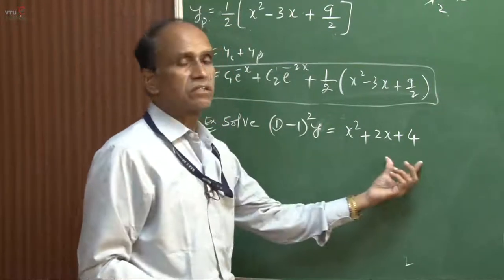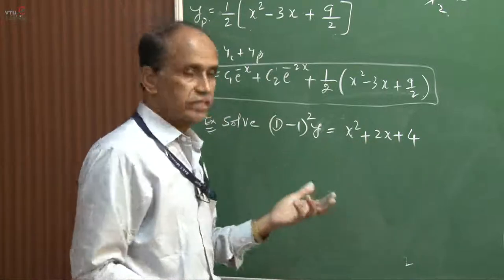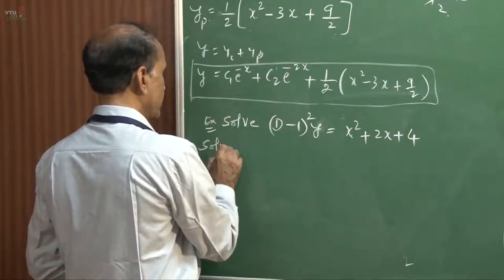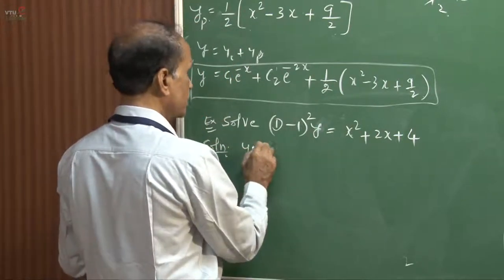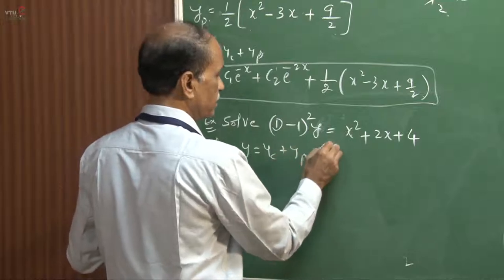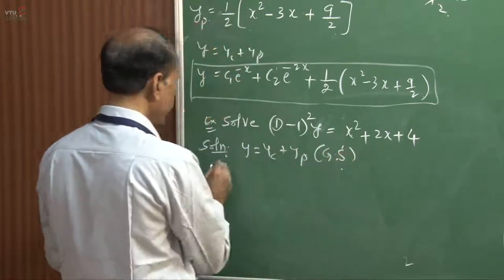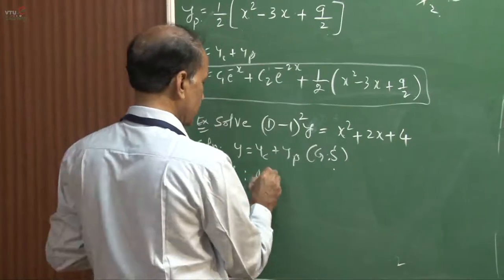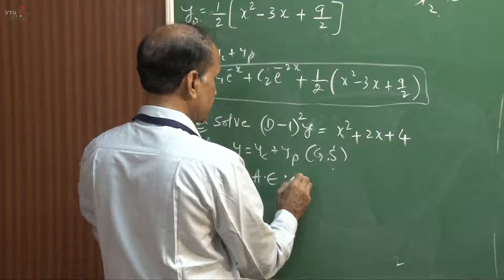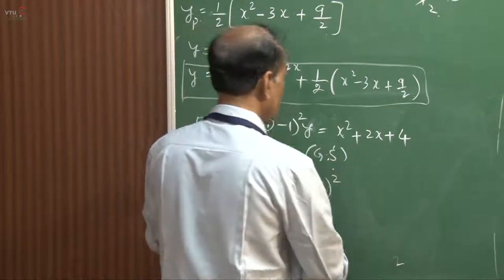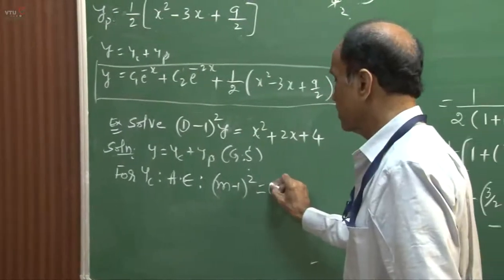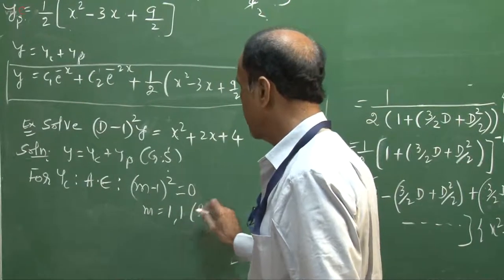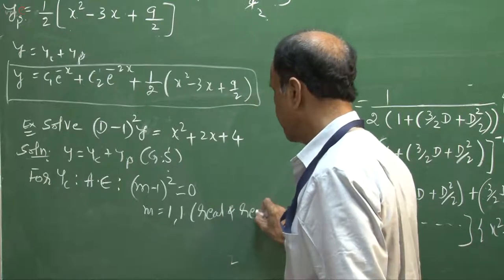But when you go for this particular integral, there you will have to think very much how this expression is to be carried out. Now, in the solution, the compulsory mandatory step you have to write is y is equal to yc plus yp, the general solution. For yc, the auxiliary equation is what? The auxiliary equation is nothing but m minus 1 whole square equal to 0. M equal to 1 comma 1. What type of roots? These are real and repeated.